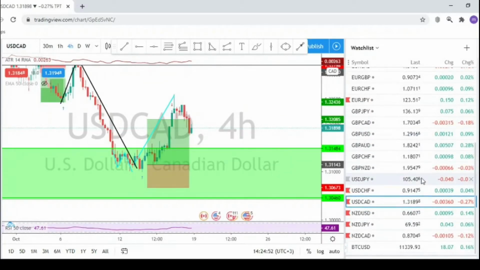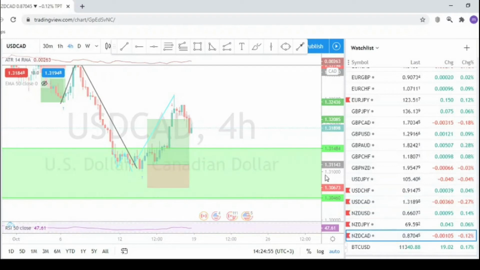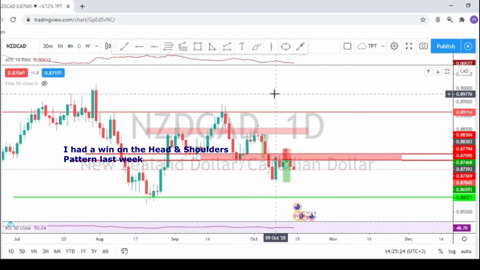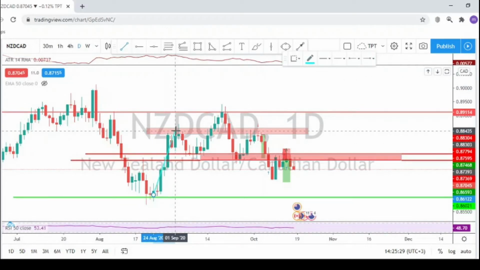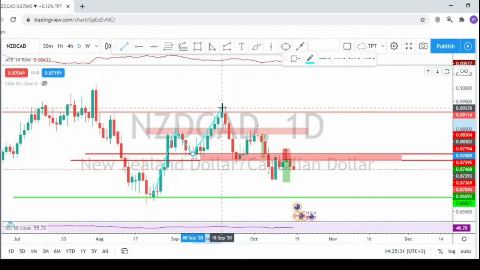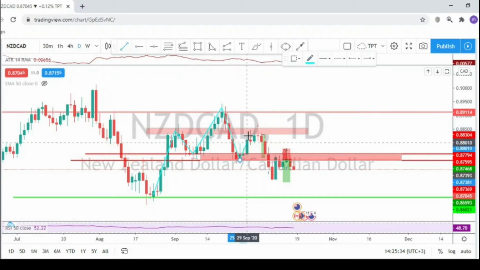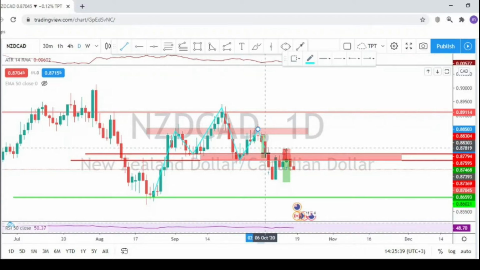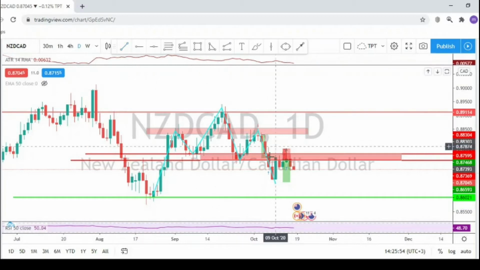Let's go to New Zealand Canadian. I also had a win here where I explained head and shoulders pattern. This was our first shoulder, a pullback, a head, and a pullback, our second shoulder. And at this second shoulder is where I got into the trade, and it was a win. This was the previous week, and I was anticipating this market to break below this level of structure. And once it breaks below this level of structure, I would expect a pullback to it, then get into the trade.